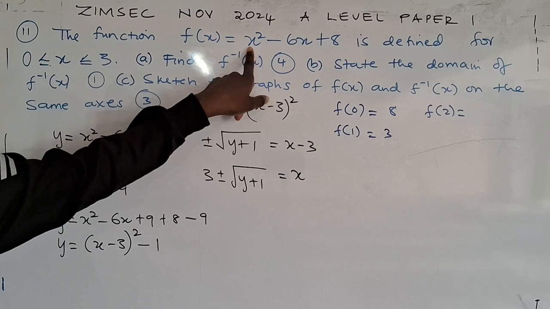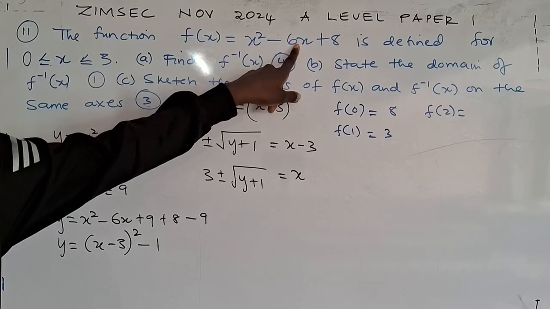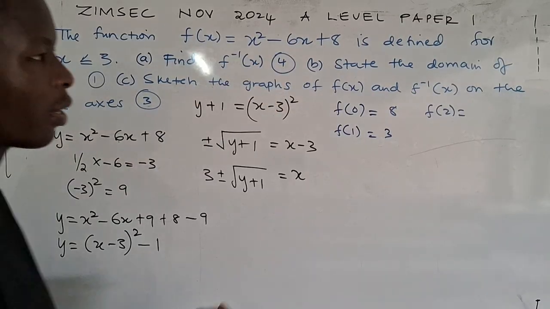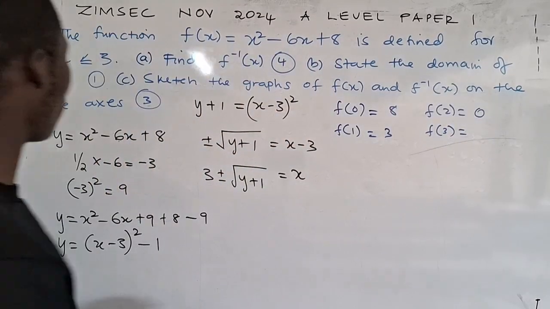Put a 2 here, 2 to the power 2, which is 4, minus 6 times 2, then plus 8. What is the answer? The answer is 0. Now f of 3. What is f of 3?